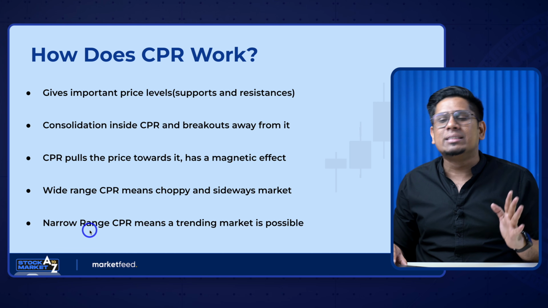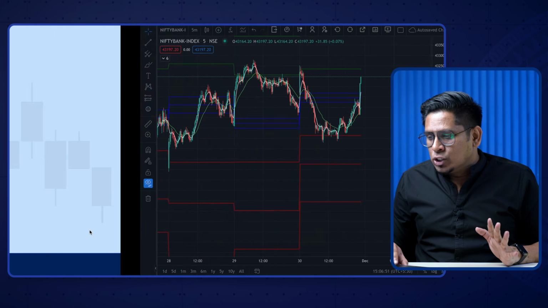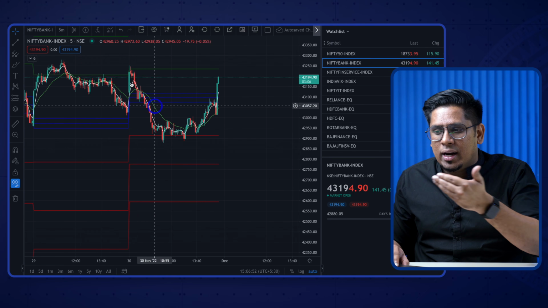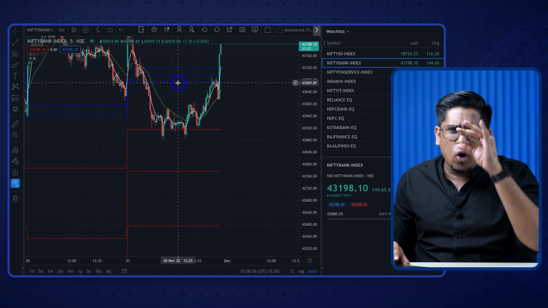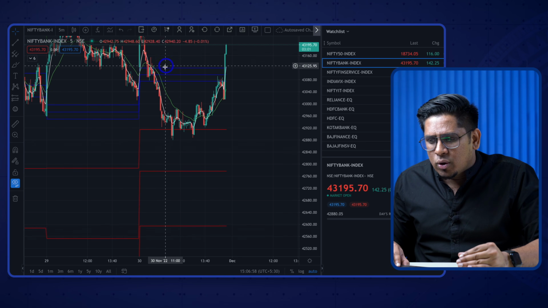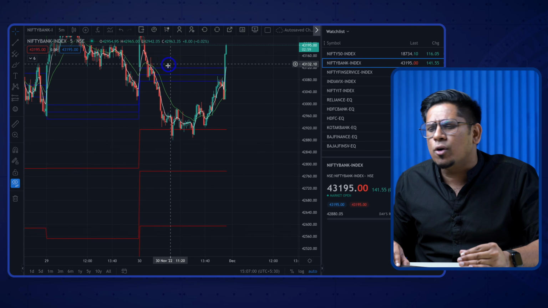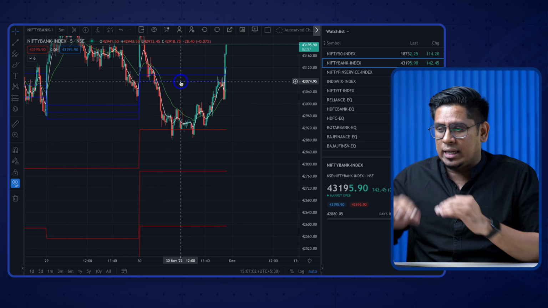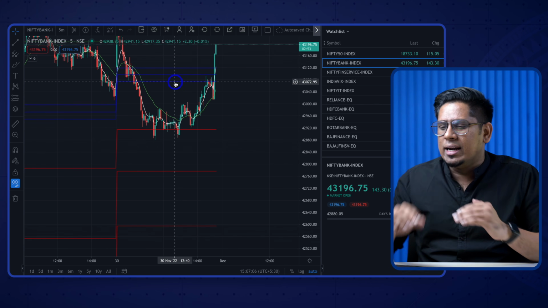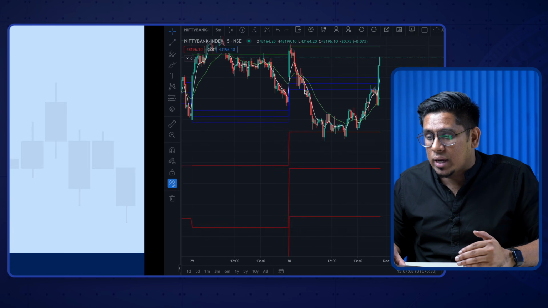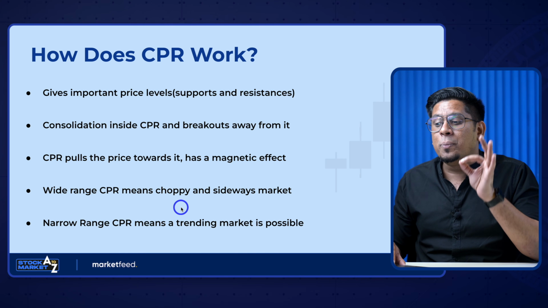The next point you can see here is that wide range CPR means a choppy and sideways market, and narrow range CPR means a trending market is possible. When a day opens, you can see whether the CPR has a wide range or is very narrow. Today's CPR is kind of wide. These three lines you can see separately and there is a wide range here. On such a day, you can say that the market will be choppy and sideways.